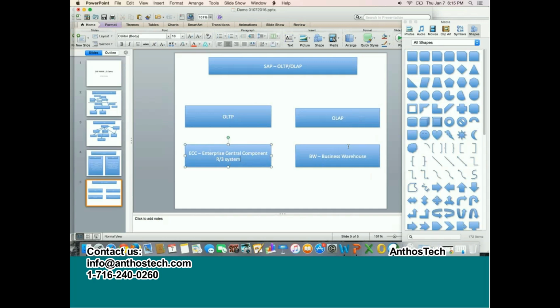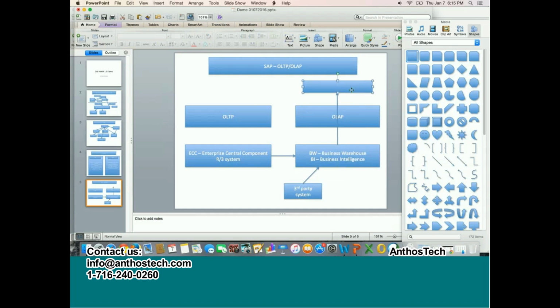And this is called the BW system. Interchangeably, sometimes it is also called the BI system, for business intelligence. So BW and BI are used interchangeably. This is the OLAP system. The data gets loaded from this particular source system into BW, and from several other systems, third-party systems let's say, into SAP BW. The data gets loaded here, and information is provided from this particular system.